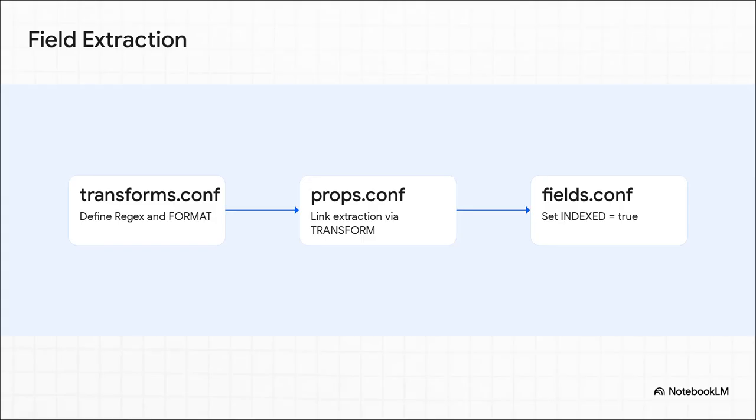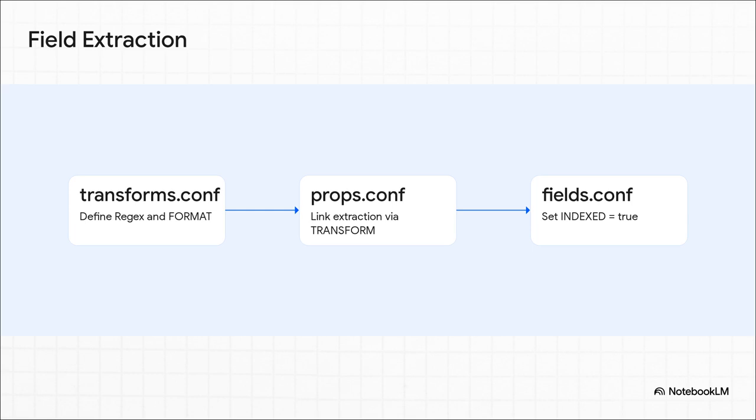To give our data these custom name tags, 3 of our configuration files have to interlock perfectly. Here's how we do it. Step 1, we go into transforms.conf. Here, we write a regex pattern that captures the user, server, and action, and we define the format so Splunk knows exactly what to name them.